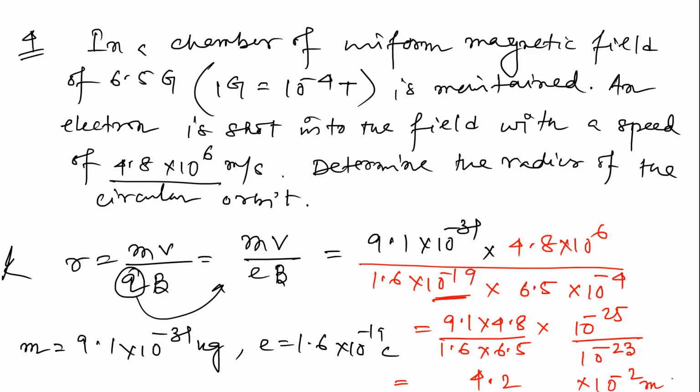When the electron enters the magnetic field, some magnetic force is experienced by it. After getting the force, it moves into a helical path. So the radius of the path we get is 4.2 centimeter. This is the final answer. Is the solution understandable, everyone?